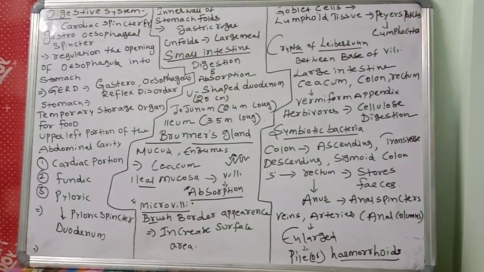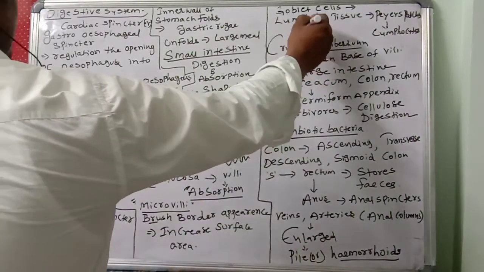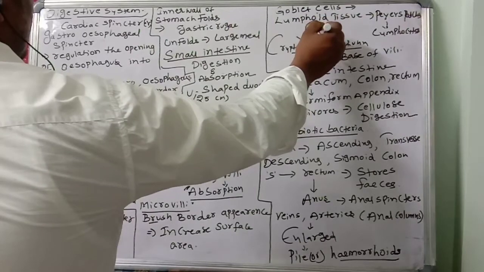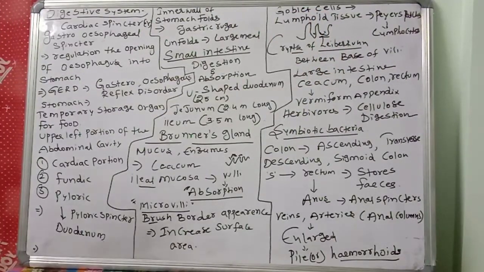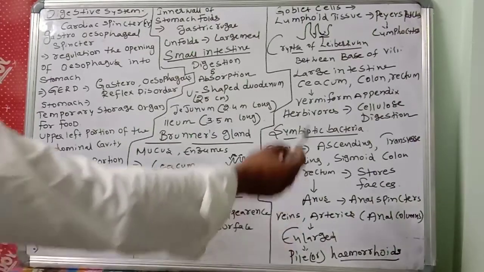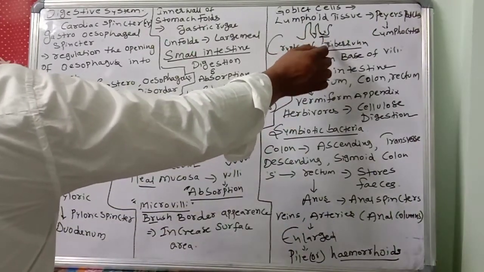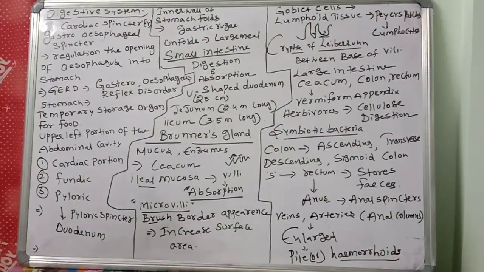Next, the base of the villi, very important. The wall of the small intestine bears crypts between the base of villi. See, this is a villus, this is a villus, and these are the bases. These are called the crypts of Lieberkühn, between the base of villi.